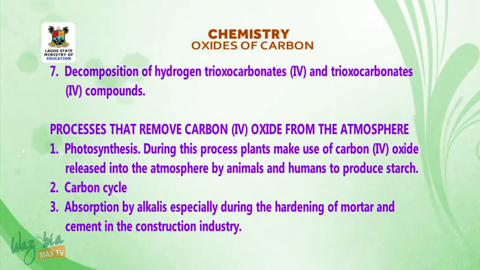Quickly, let's consider processes that remove carbon 4 oxide from the atmosphere. Number 1, photosynthesis. During this process, plants make use of carbon 4 oxide released into the atmosphere by animals and humans to produce starch. Number 2, carbon cycle. Number 3, absorption by alkalis, especially during the hardening of mortar and cement in the construction industry.